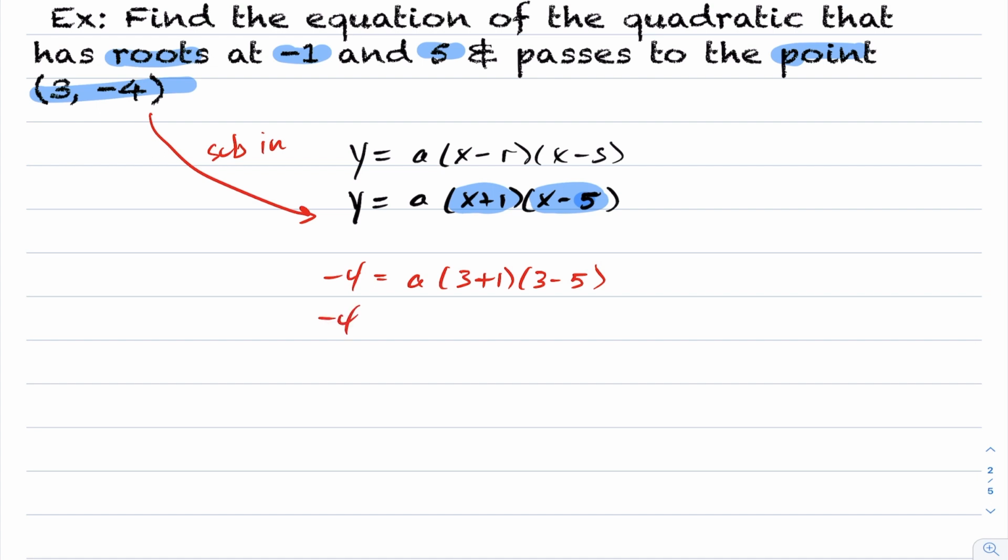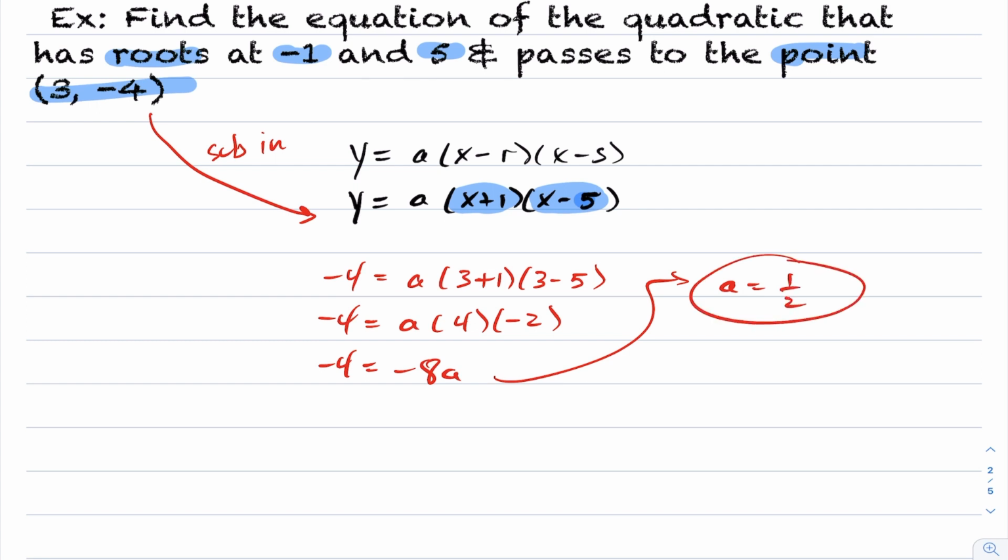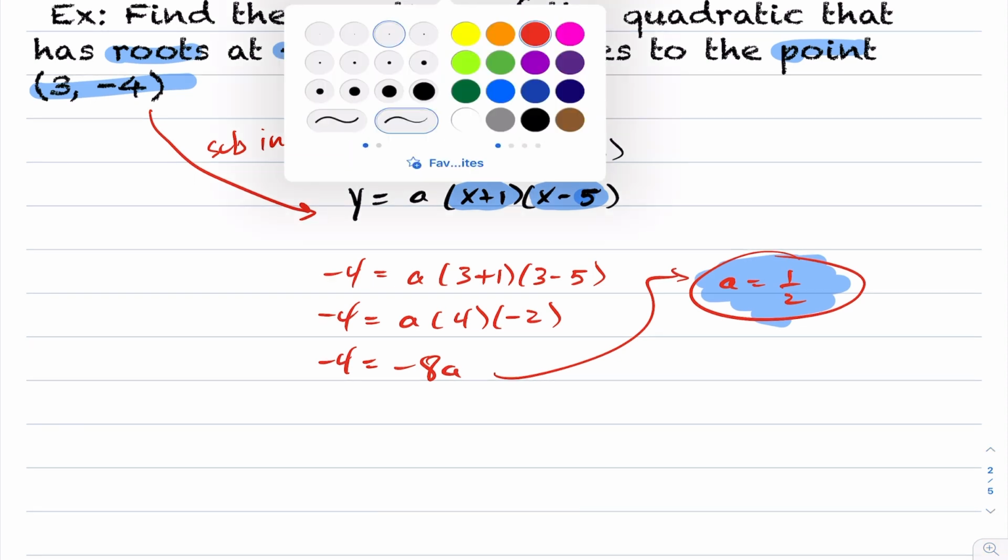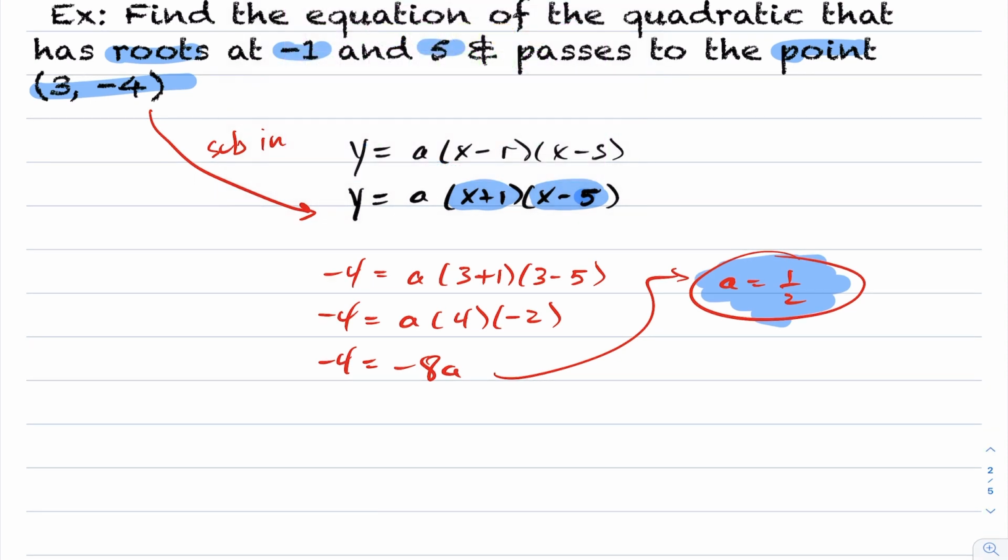And I end up getting -4 equals a times 4 times -2. And now we've got -8a. I can go ahead and solve for a. I'm getting a is a half. So my a value comes out to be a half for this question. So putting this together, we now have our answer.